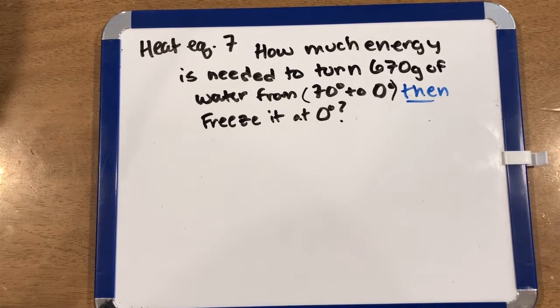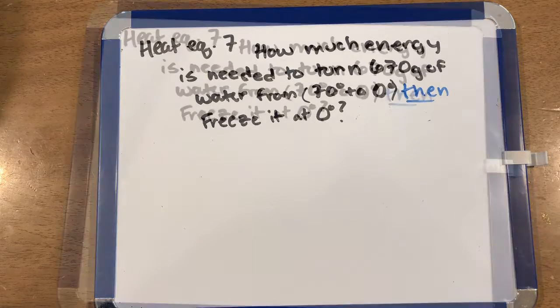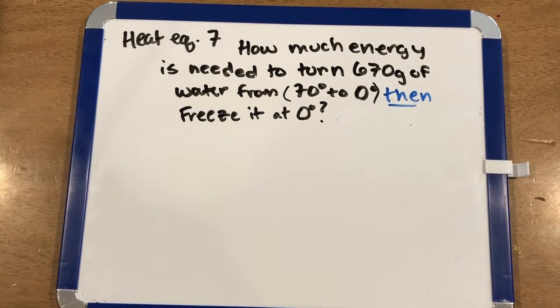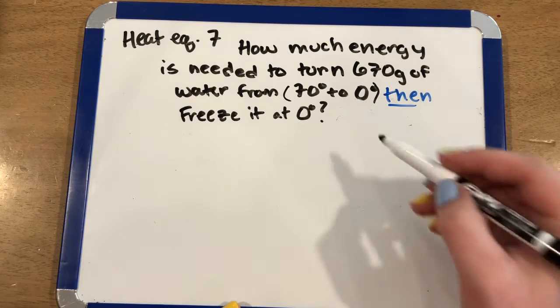I notice a lot of students having problems with question 7 and 8 on the heat practice problems. So let's go over that today. Okay, question 7 says, how much energy is needed to turn 670 grams of water from 70 to 0 degrees Celsius and then freeze it at 0 degrees Celsius?